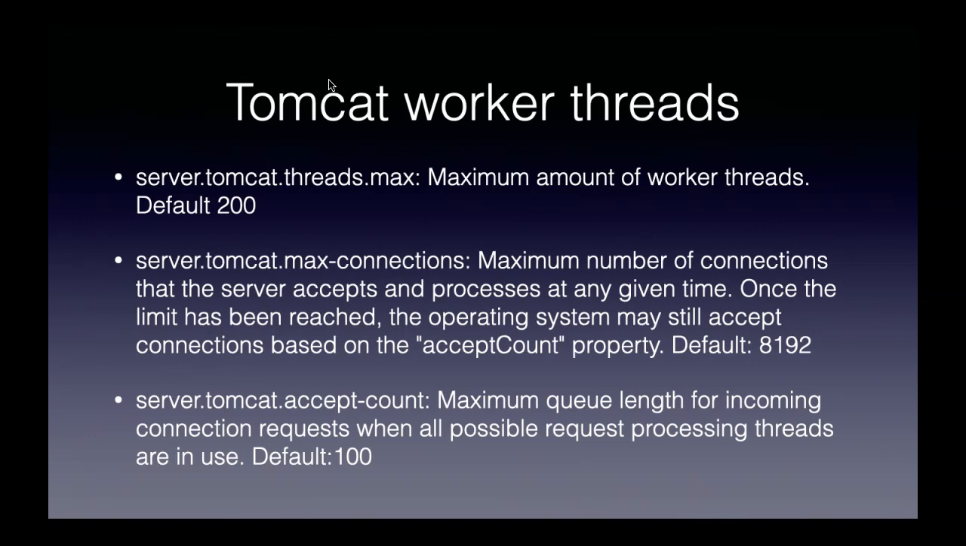As you can see on the screen, these are some of the important configurations. The first one is server.tomcat.threads.max. This is the maximum amount of worker threads and its default value is 200. What are worker threads, right?